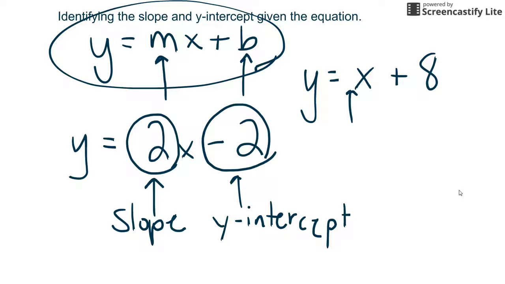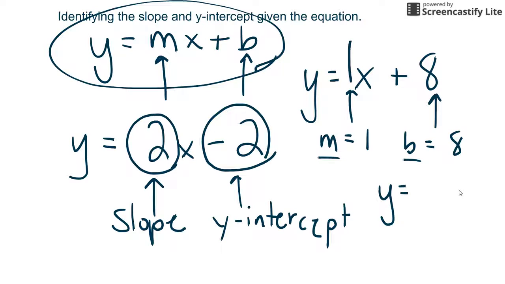If we have something like y equals x plus 8, and it looks like it doesn't have a slope. Well, if it doesn't have a number, it's going to be a 1. So again, your slope equals 1, and your intercept equals positive 8. So again, the m is the slope, the b is the intercept.